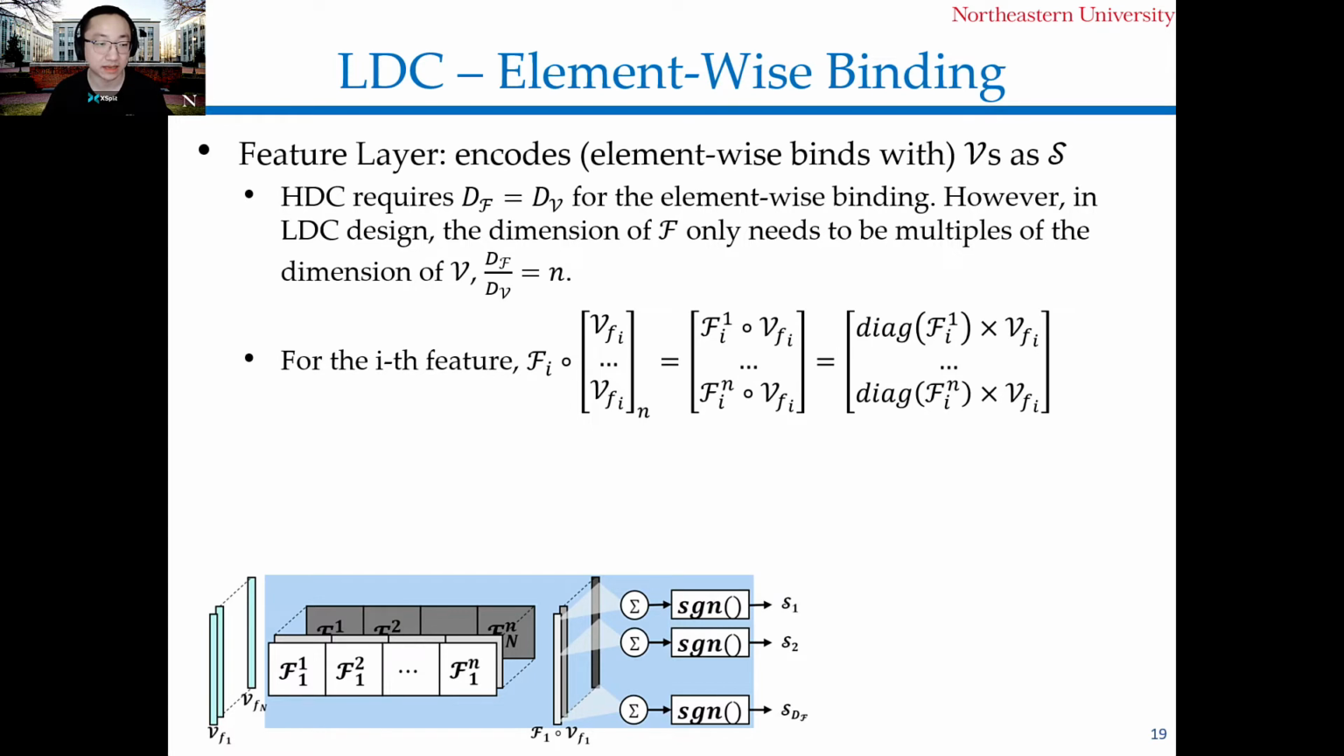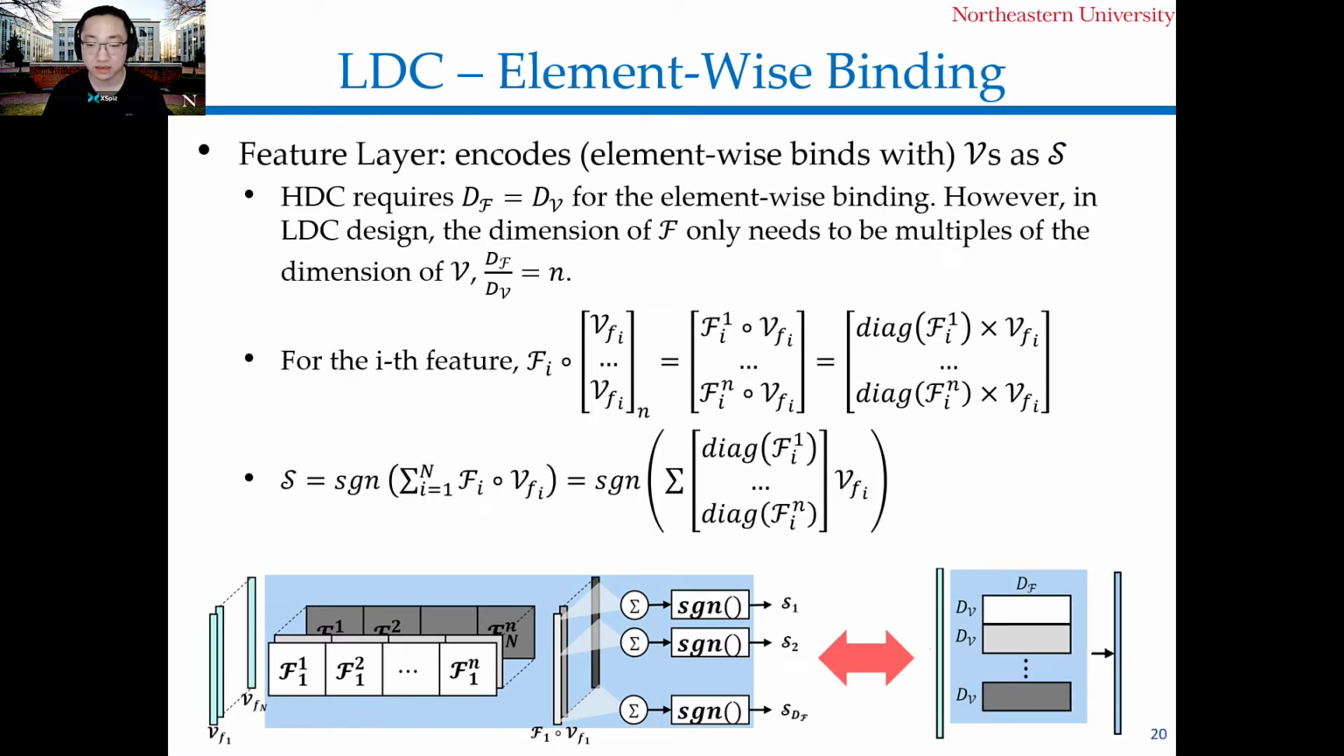For example, for the S feature, the element-wise multiplication can be computed separately as n parts. And in each part, the element-wise multiplication is equivalent to the diagonal matrix of the feature vector times the value vector, as a matrix multiplication. So the encoding now becomes an n-part matrix multiplication in parallel, as I showed in this figure.